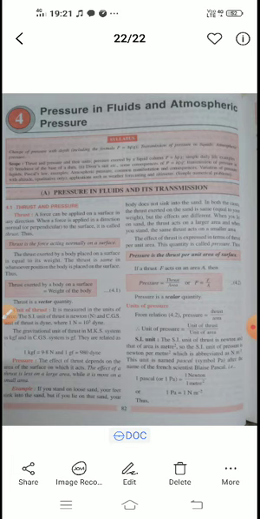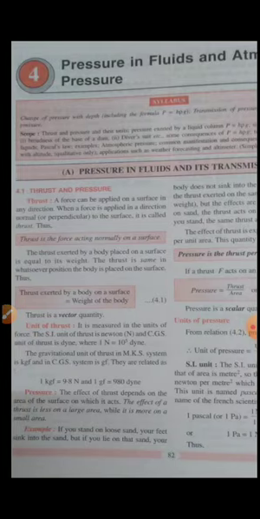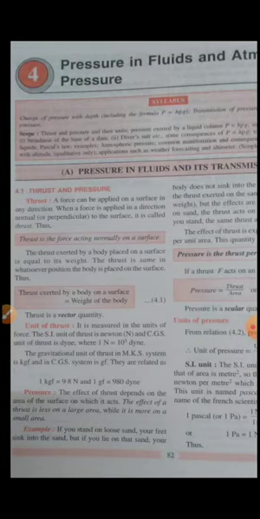CGS units. I always used to tell you, whenever you learn any physical quantity, it is mandatory you have to learn its units, and you have to find out whether it is a vector or a scalar quantity. So before going into it, let us have the connection between thrust and pressure.